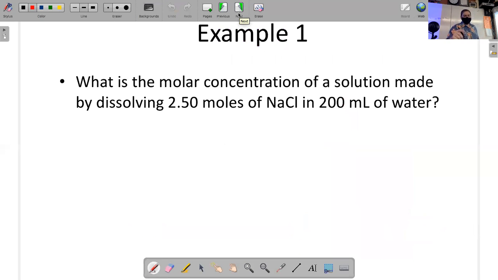All right, so here's an example. We're going to put a certain number of moles of sodium chloride in water. So on the bottom of the page: what's the molar concentration of a solution made by dissolving 2.5 moles of sodium chloride in 200 milliliters of water?